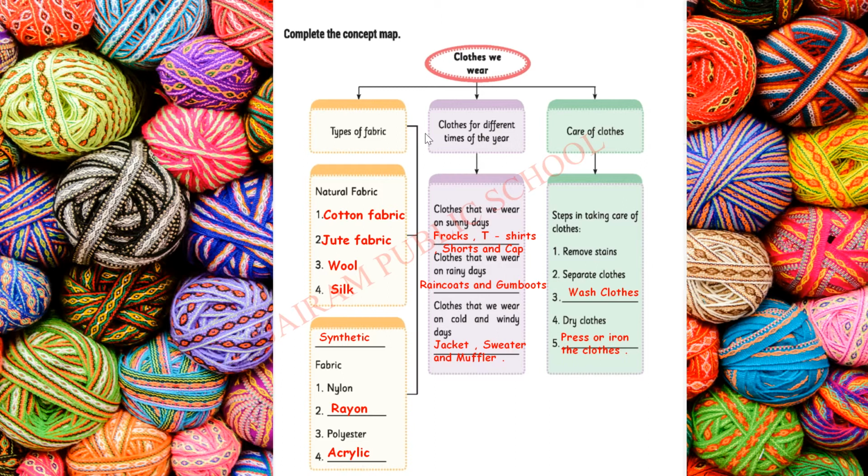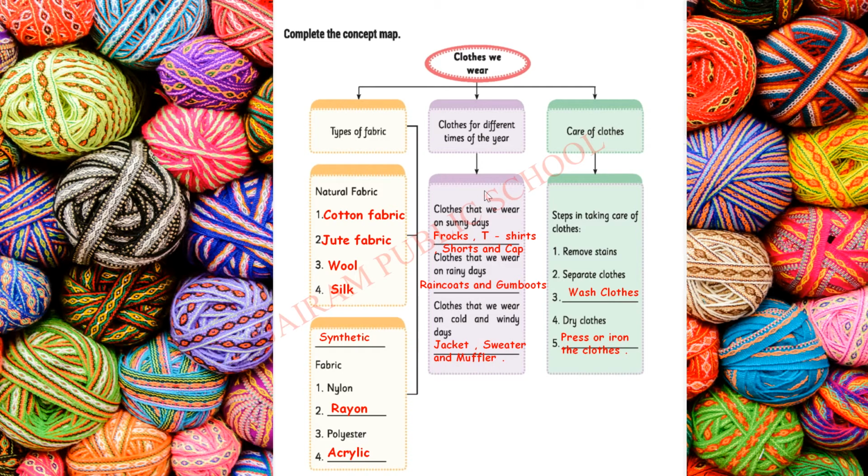Okay, children. Next one, clothes for different types of weather. The clothes that we wear on a sunny day. Can you guess what we wear on a sunny day? Frock, t-shirt, shorts and cap. Okay, clothes that we wear on a rainy day? Very good, raincoat and gumboots. Okay, which clothes do we wear on a cold or windy day? Very good, jacket, sweater and muffler.